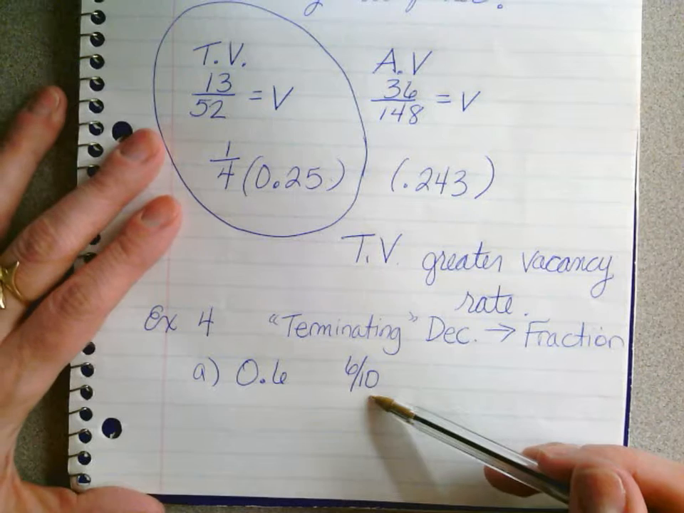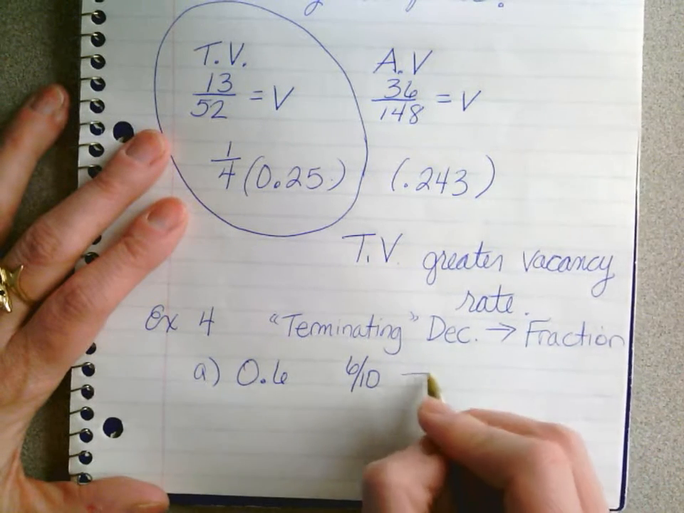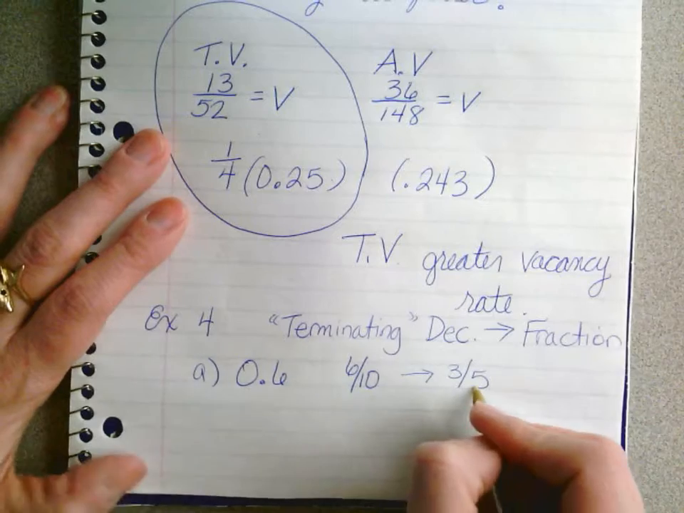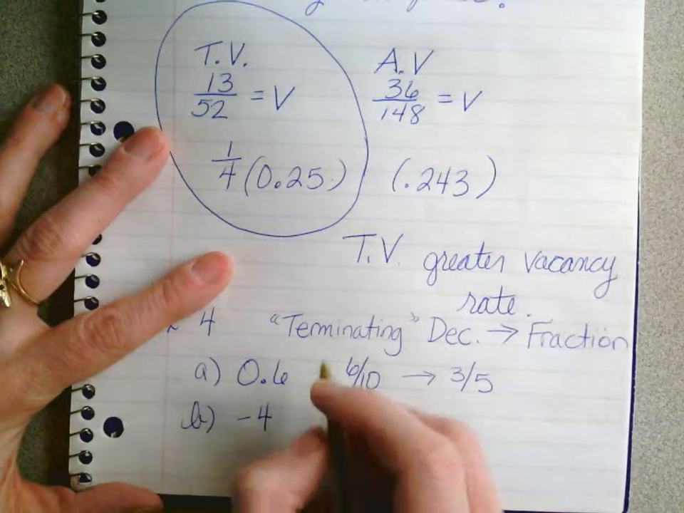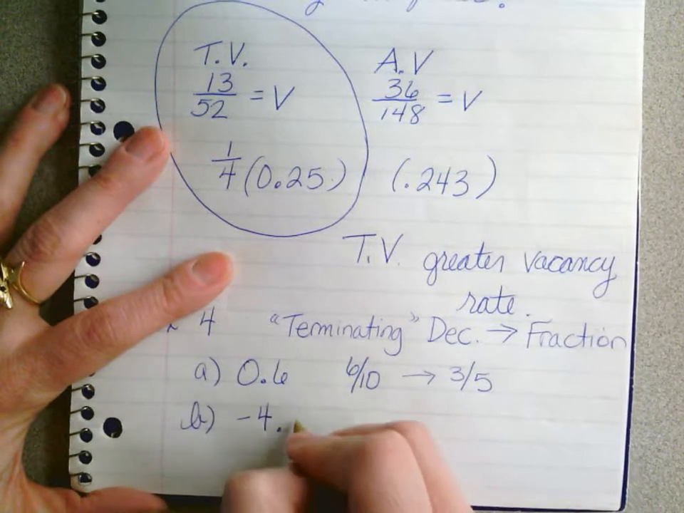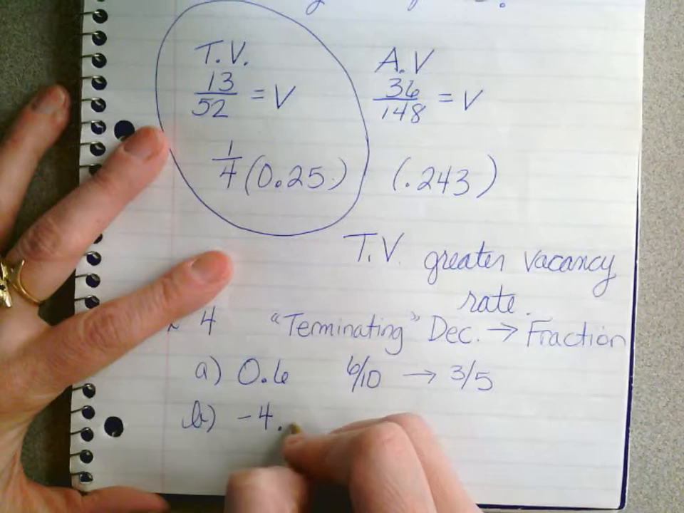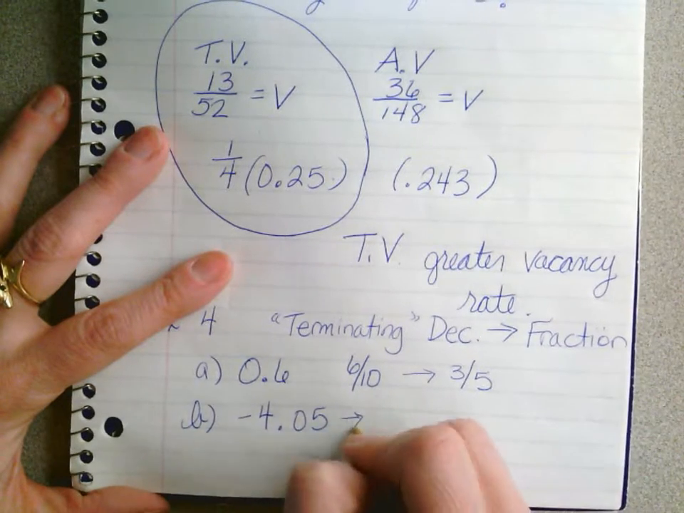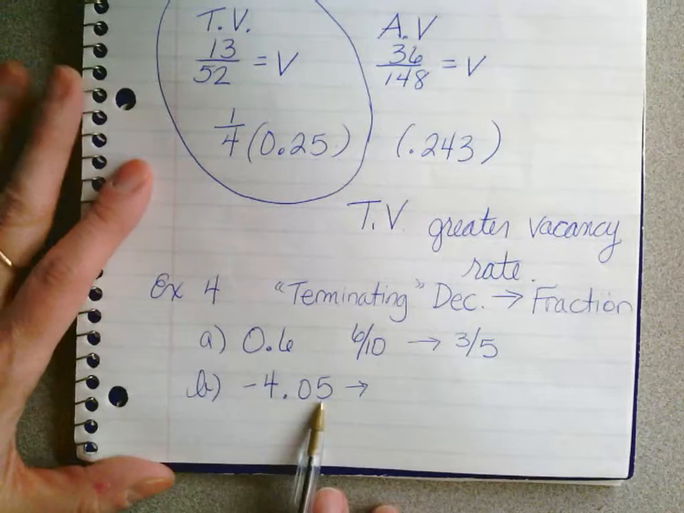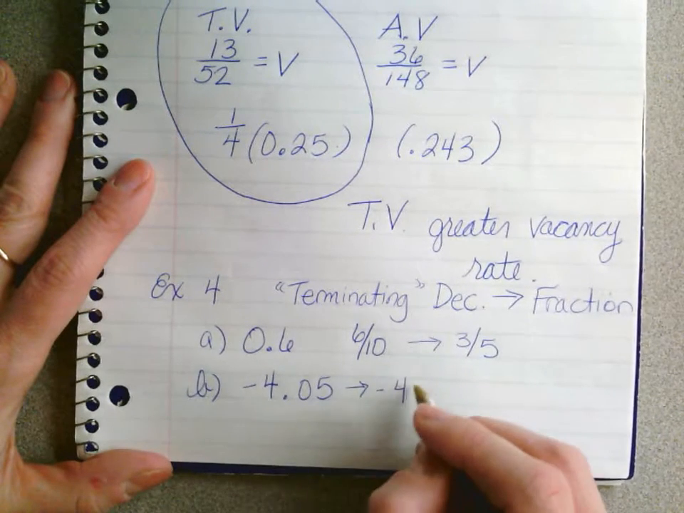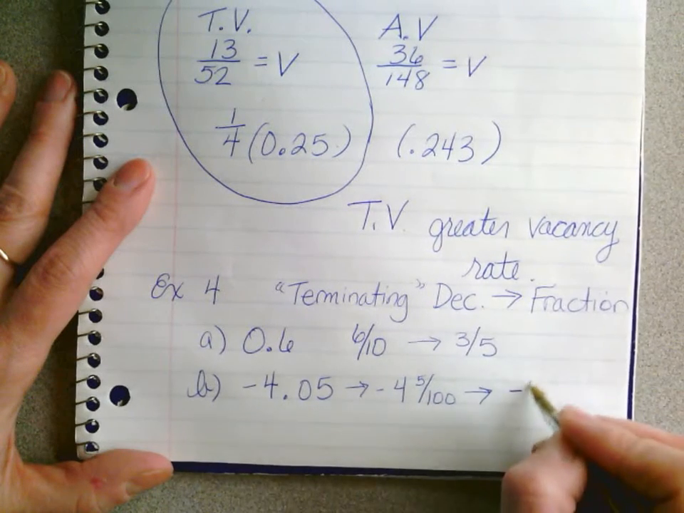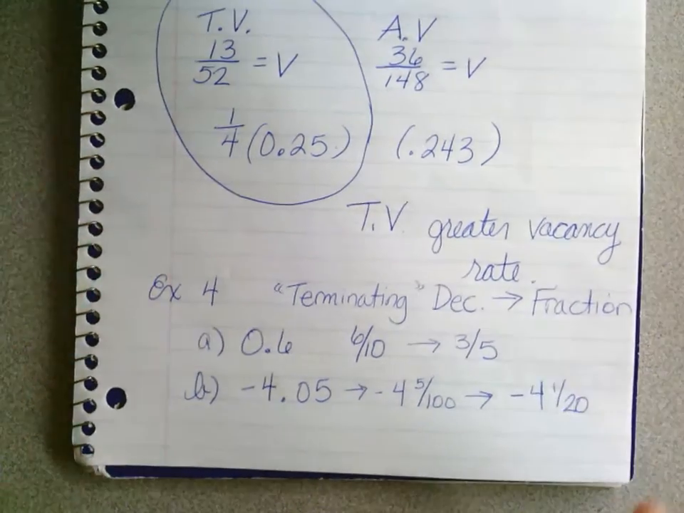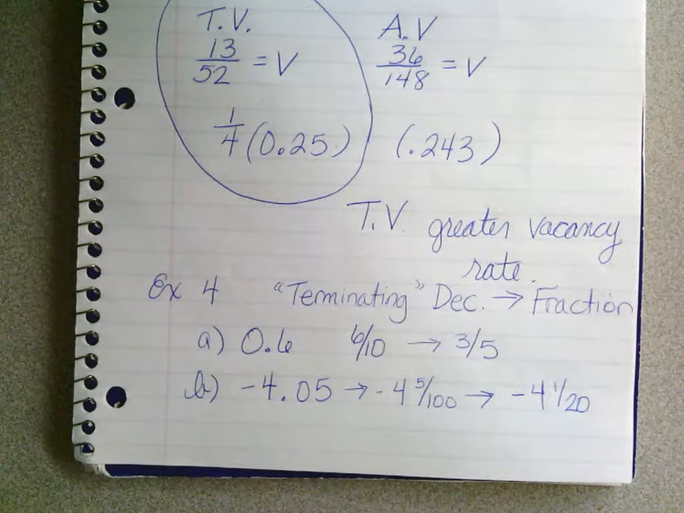Reduce, please. Always reduce and simplify. 3/5 is right. Or maybe -4.05. If you read that, it's -4 5/100, right? What does 5/100 reduce to? 1/20. Bravo, my friends. Very, very good.